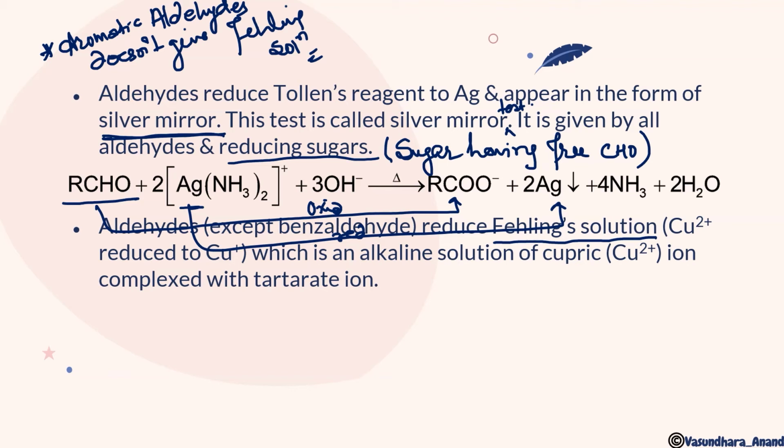So you have to do the Fehling solution test, and the aromatic one will not give the test, and the aliphatic will give it. Clear? So what is Fehling solution? Fehling solution is actually a mixture of two solutions, Fehling A and Fehling B. Fehling A is Rochelle salt and Fehling B is an alkaline solution of cupric, that is, copper sulfate, or cupric ion.